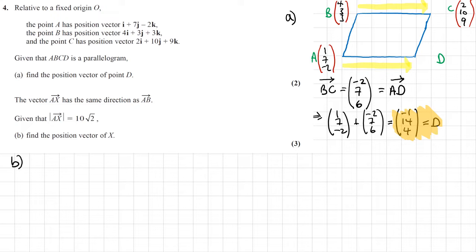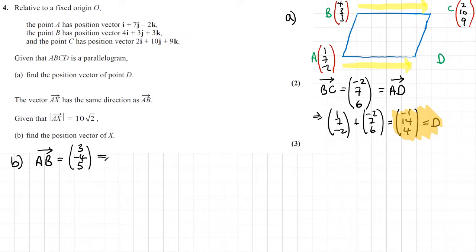So first of all, let's work out the displacement vector that takes me from A to B. And the way that I do that is either by doing a jump or position B minus position A. Using jumps, 1 to 4 is a jump of 3, 7 to 3 is a jump of minus 4, and negative 2 to 3 is a jump of 5.